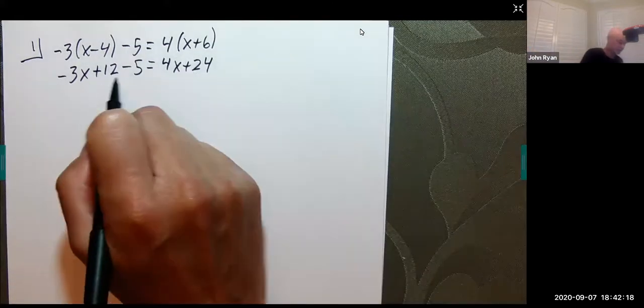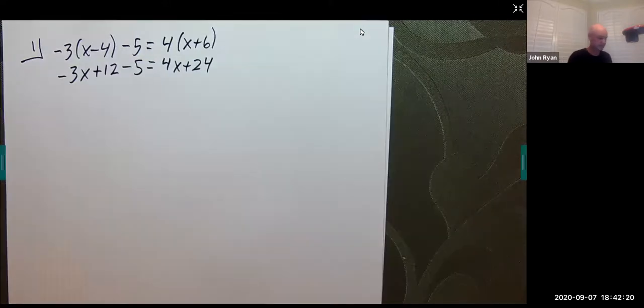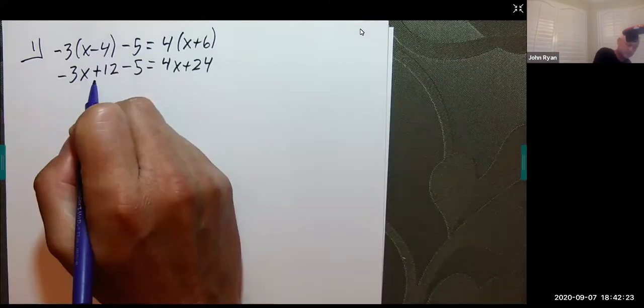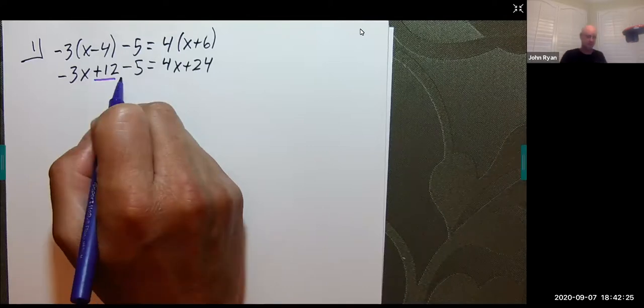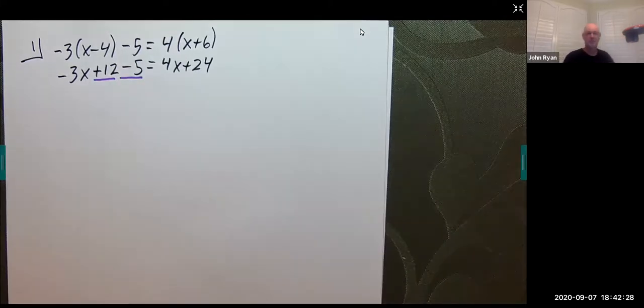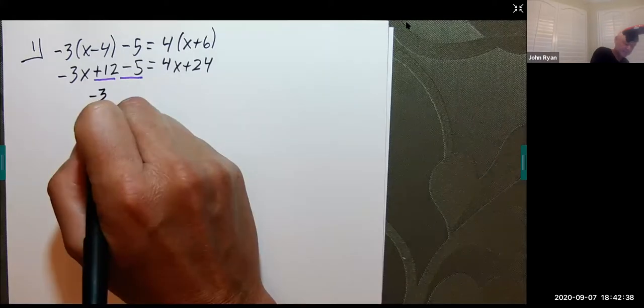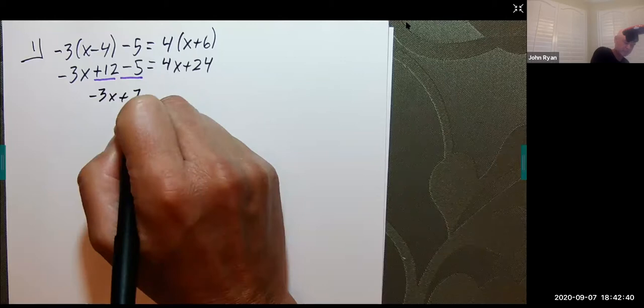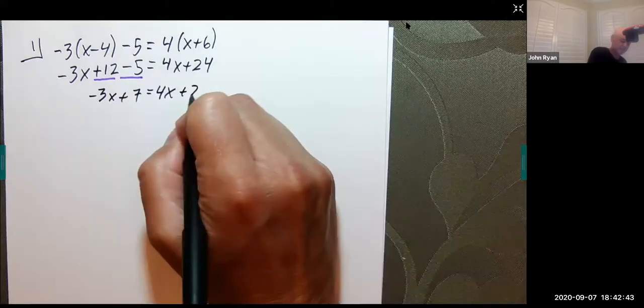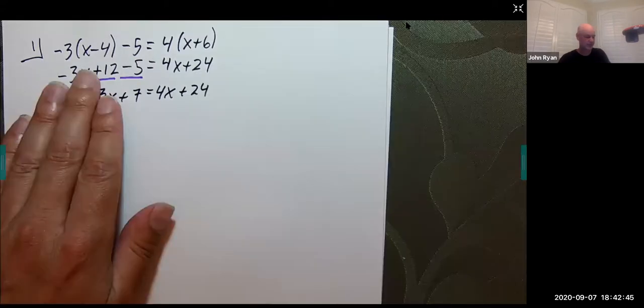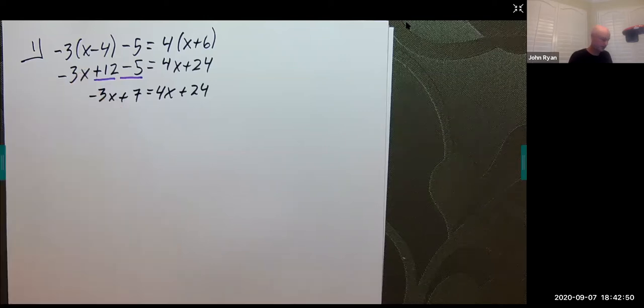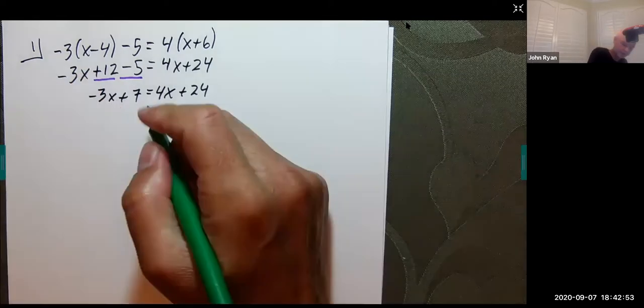I'm going to combine up my like terms here. Now notice I'm not moving things across the equation yet. I want to combine up my like terms on each side first before I start trying to combine up anything. Now I'm going to move the 4x over to here.